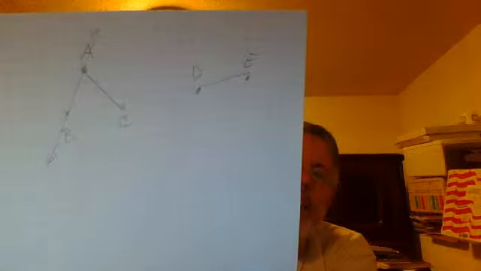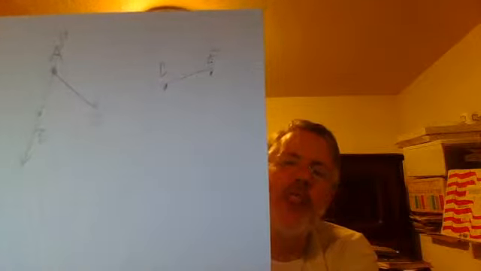I'll draw another one here. I'll pick two new points. I'll make point D and I'll make point E. And that thing that I drew between D and E, I didn't quite hit it there at the end, but that thing that I drew between D and E is called a line segment, also known as a segment.